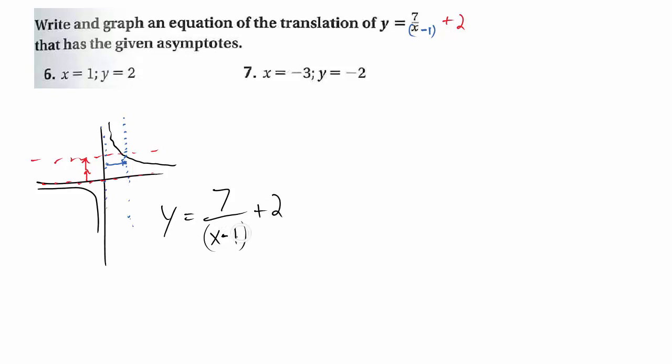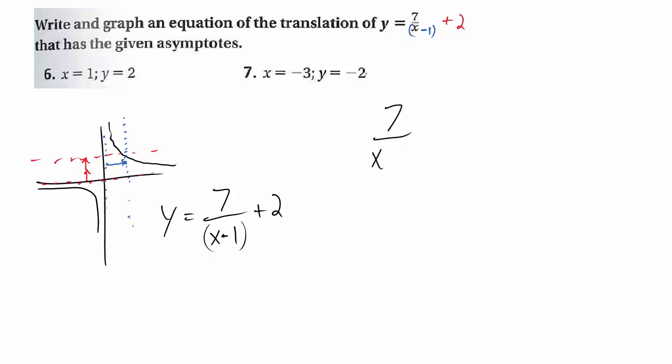And then plus 2, this shifts it right 1, this shifts it up 2. Same thing with this one. Again, we're using the same parent function. And by the way, this 7 at the top, the numerator, has no bearing on the asymptotes at all. Only the 1 and the 2 here. So if you can see how 6 works, it should be really easy to see how number 7 works.